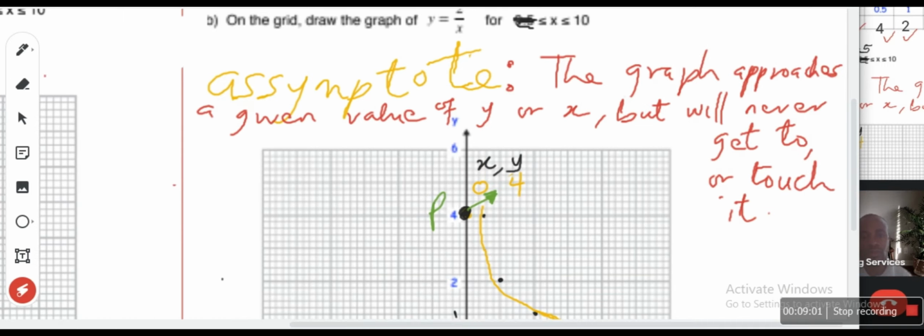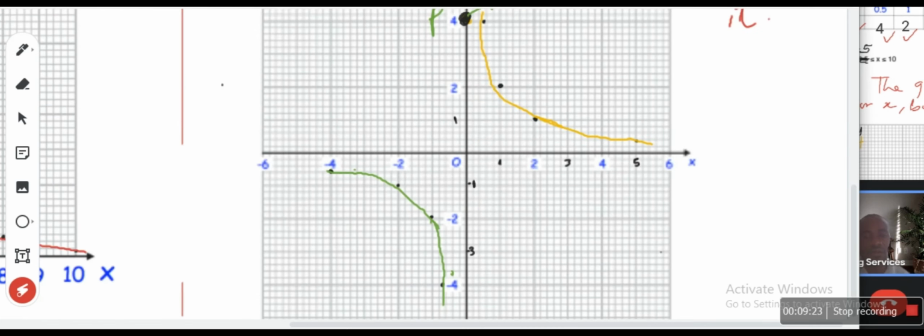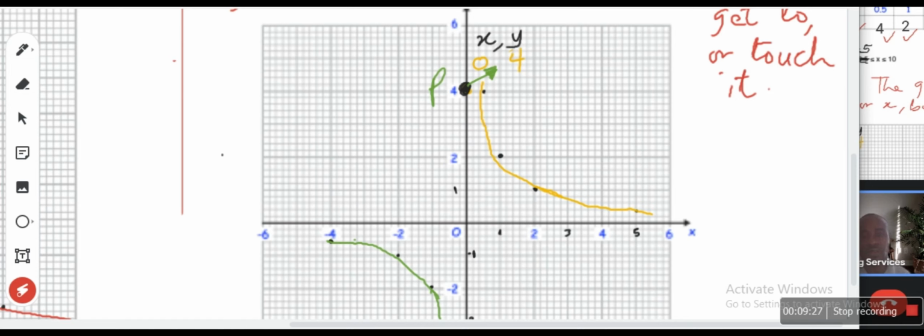So the graph approaches a given value of y or x, but will never get to or touch it. That's what asymptotes mean. You find asymptotes in situations like this, when it is going to be infinity, like y equal to 2 over 0. 2 over 0 is infinity. So when x is 0, it will be infinity, so it will never touch the y-axis. Those kinds of graphs form asymptotes. Sometimes you may find them in 2 different separate parts of the graph.